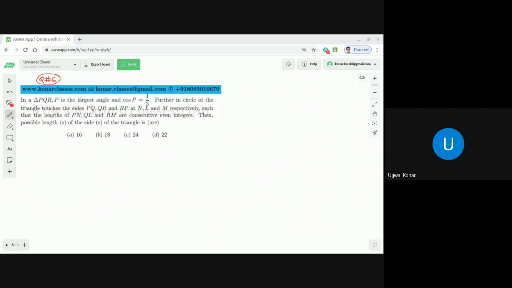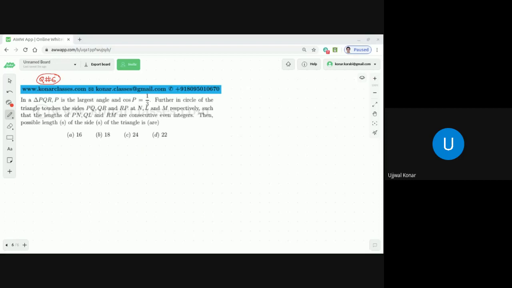So, dear students, if we give a pictorial description of this particular problem: in a triangle PQR, P is the largest angle and cos P is equal to 1 by 3. Further, the incircle of the triangle touches the sides PQ, QR and RP at N, L and M respectively, such that the lengths PN, QL and RM are consecutive even integers. So first what you need to do, dear students, is to give a pictorial description of this problem so that it is very clear to us.